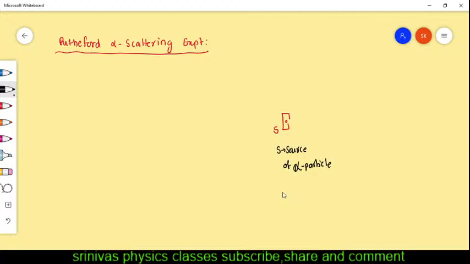Alpha particle means double ionized helium atom, helium plus plus. What is the charge of the alpha particle? The charge of the alpha particle is plus 2e, because two electrons are removed.